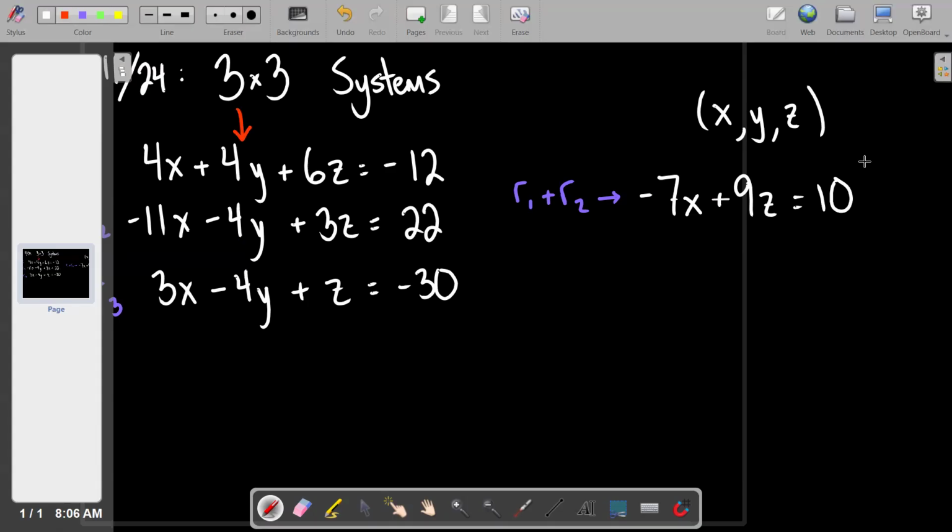But what we need to do now is make sure we kill the same variable again. Which 2 rows will enable that to happen? 1 and 3. That's the money answer. And if you're a little bit confused, take a look up here. Row 1 has a plus 4y, and row 3 has a minus 4y, just waiting for us. So if I add row 1 to row 3, I should get a second elimination of the same variable. That's the key. If you kill y once, kill it again.